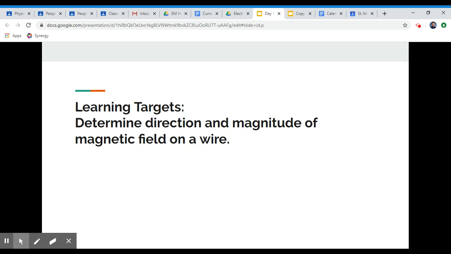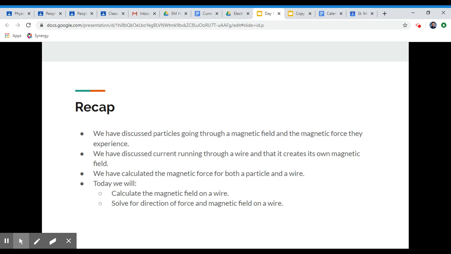All right. So today we're going to determine the direction and magnitude of a magnetic field on a wire. Just kind of as a recap as to what we've talked about already. We talked about particles traveling through a magnetic field and the force they experience. That was using the right-hand rule where your thumb is velocity. So that would actually be, in the video I had you guys watch, your third right-hand rule. And then we also talked about current running through a wire, and then it creates its own magnetic field.